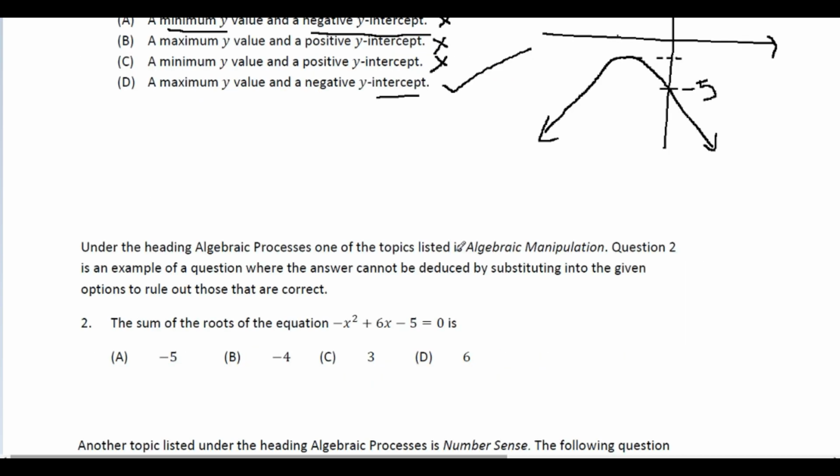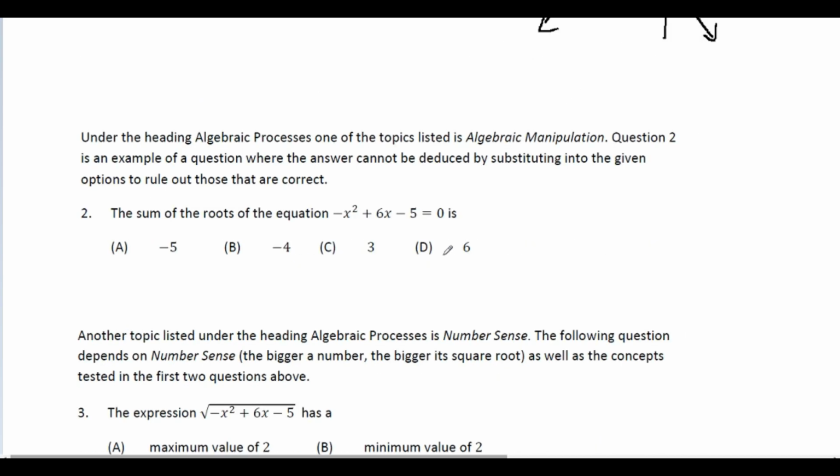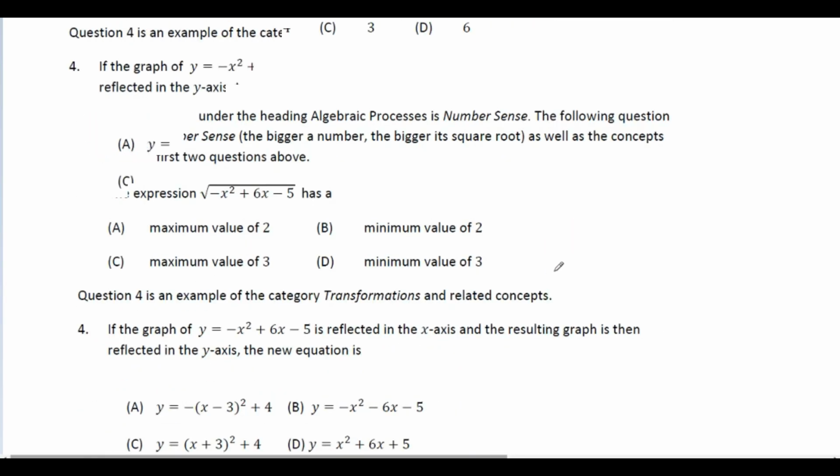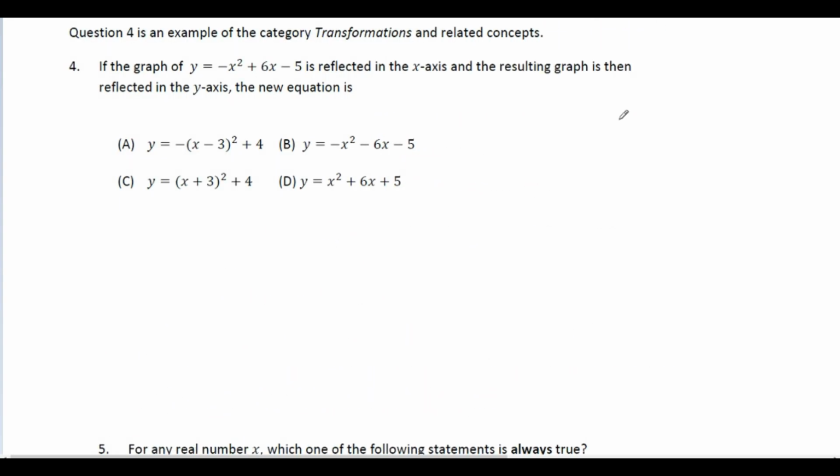Okay, I think I'm going to skip this one, but I'll leave it up for you if you want to have a look at it. Okay, that should be enough time for you to pause. Okay, so next question. They say that question 4 is an example of category transformation and related concepts. So we are dealing with the same parabola, and they say that it is reflected in the x-axis, and the resulting graph is then reflected in the y-axis.